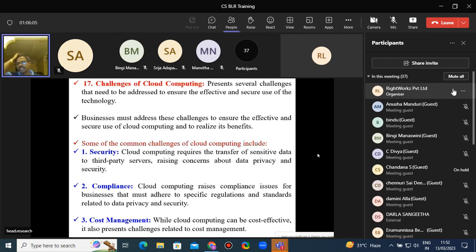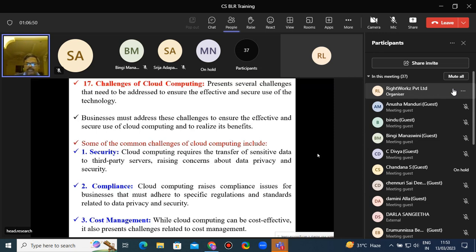Cloud computing presents several challenges that need to be addressed to ensure the effective and secure use of the networks. Businesses must address these challenges to ensure the effective and secure use of cloud computing and realize its benefits. Some of the common challenges of cloud computing include security. Cloud computing requires the transfer of sensitive data to third-party servers, raising concerns about data privacy and security.